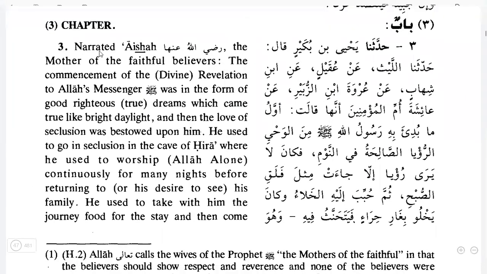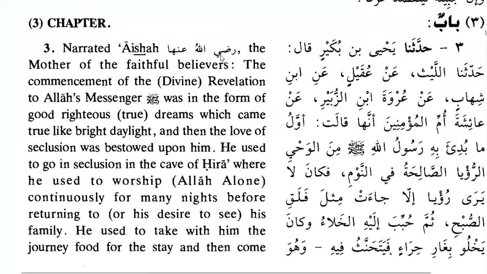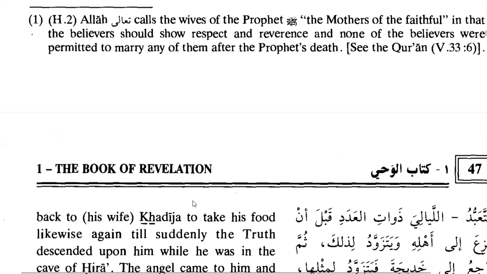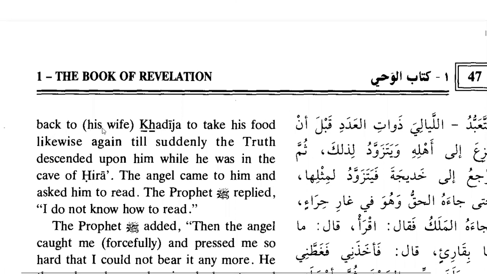Read this. Narrated Aisha, the mother of the faithful believers: the commencement of the divine revelation to Allah's Messenger was in the form of good, righteous, true dreams, which came true like bright daylight. Then the love of seclusion was bestowed upon him. He used to go in seclusion in the cave of Hira, where he used to worship Allah alone continuously for many nights before returning to his family. He used to take with him food for the journey and then come back to his wife Khadija.